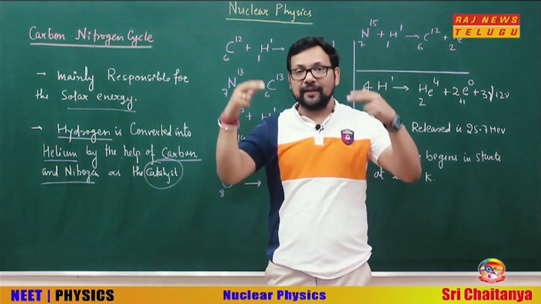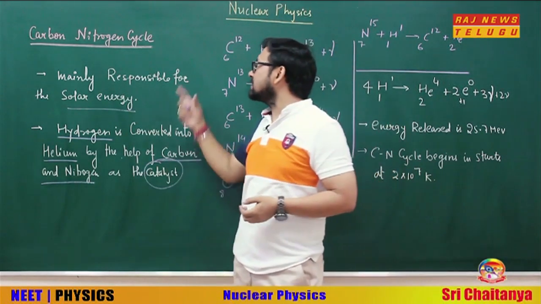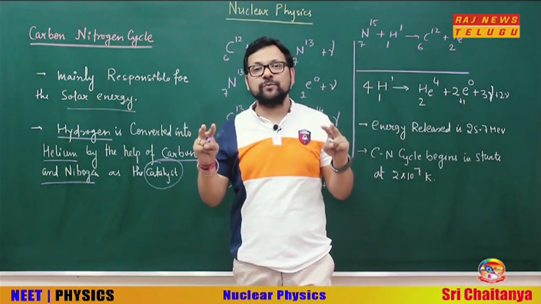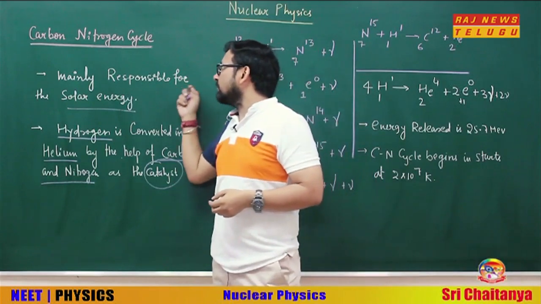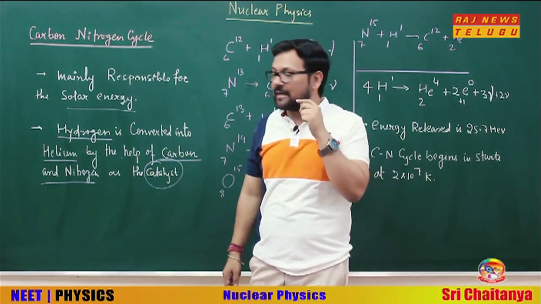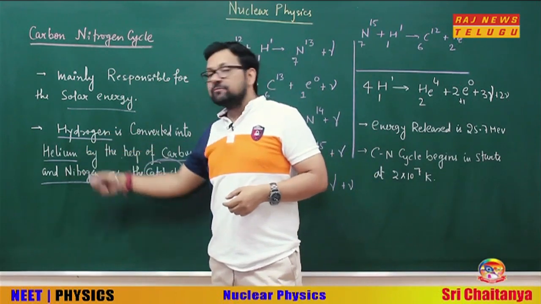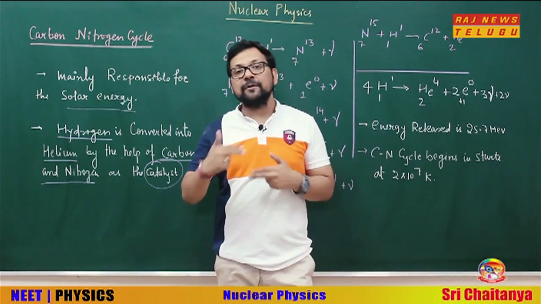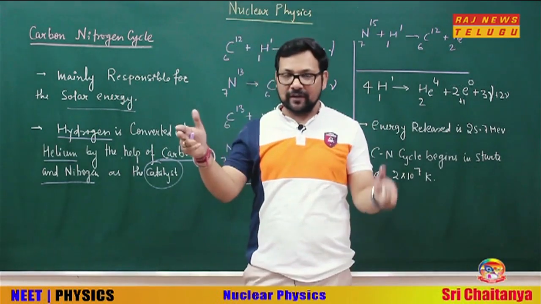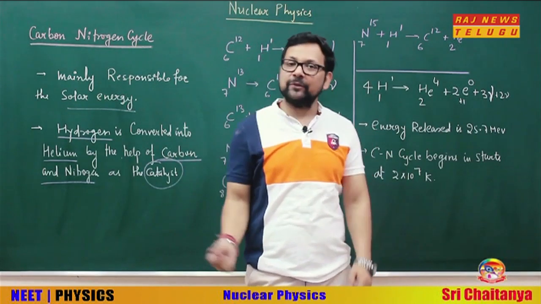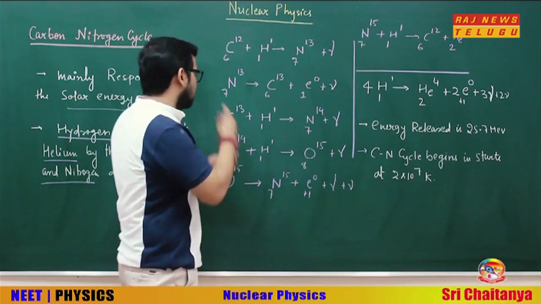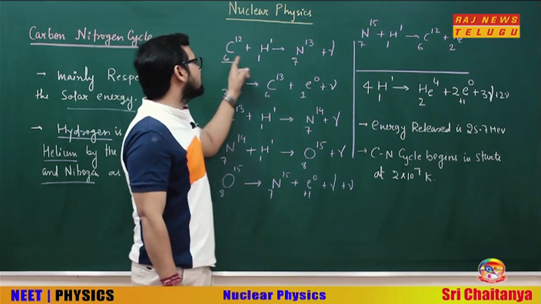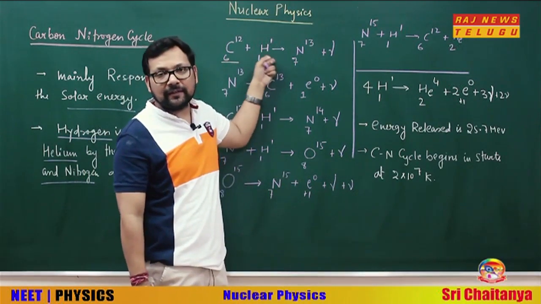So let's see the entire mechanism. What exactly is the carbon-nitrogen cycle? But before moving to the mechanism, keep 2 question points in mind. First, responsible for solar energy is which cycle? Carbon-nitrogen cycle. Next, hydrogen-helium conversion takes place in which cycle? Again, the carbon-nitrogen cycle. And in the carbon-nitrogen cycle, carbon and nitrogen are catalysts. Fine. Now come to the mechanism. See here, this is C12-6. You can see here the reactant.